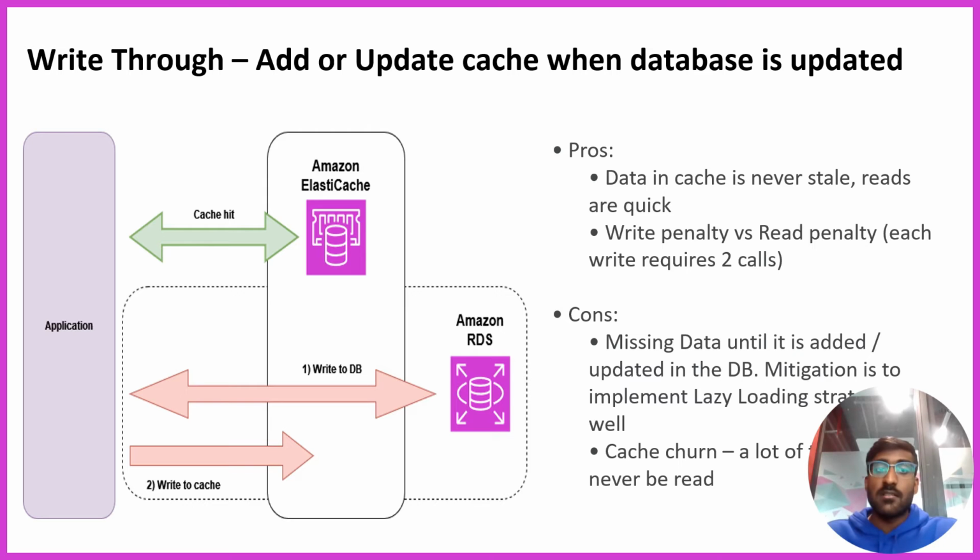And when there is a write happening to RDS, so when our application modifies the Amazon RDS database, then on top of it, it's going to write to the cache. So this is why it's called write through, because we write through ElastiCache to RDS.